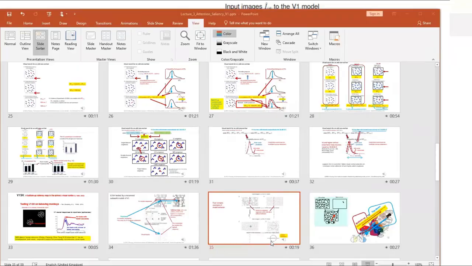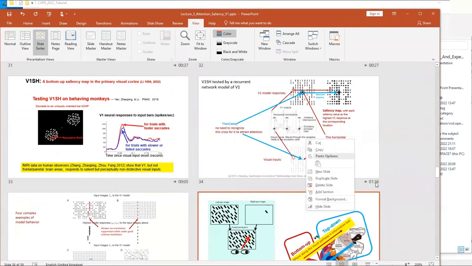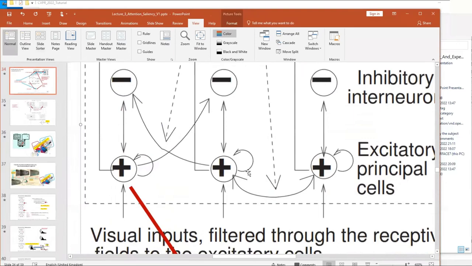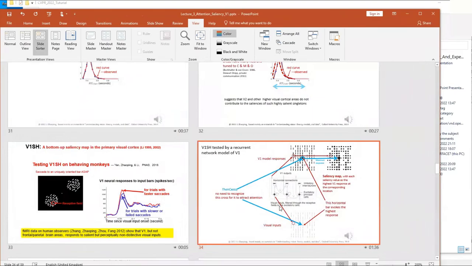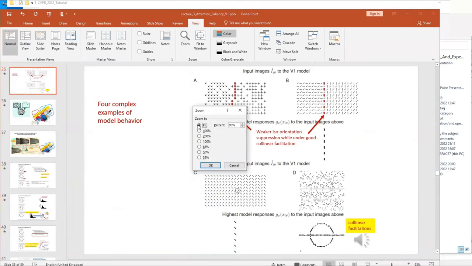Let's zoom it up. Okay. Oh, sorry. Where did it go? Okay, here. No, I'm sorry. Where did it go? Which one is that? Oh, this one. Okay, so let's zoom it in.